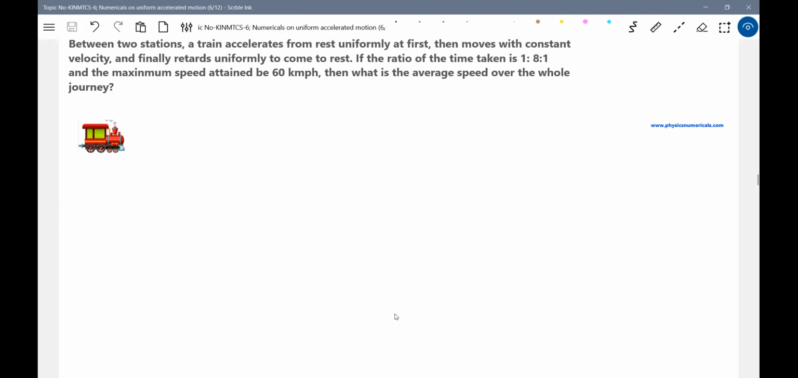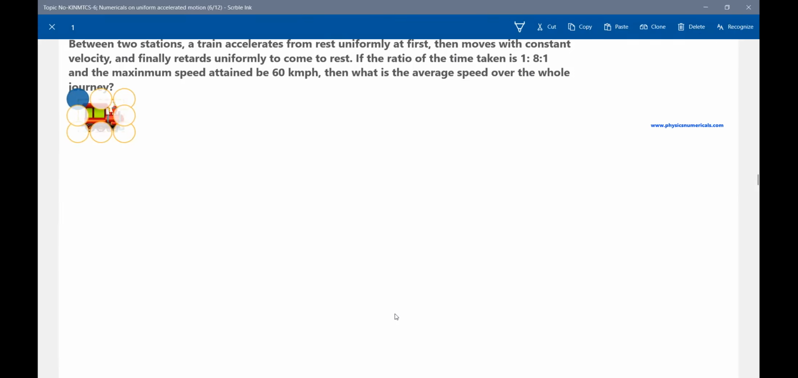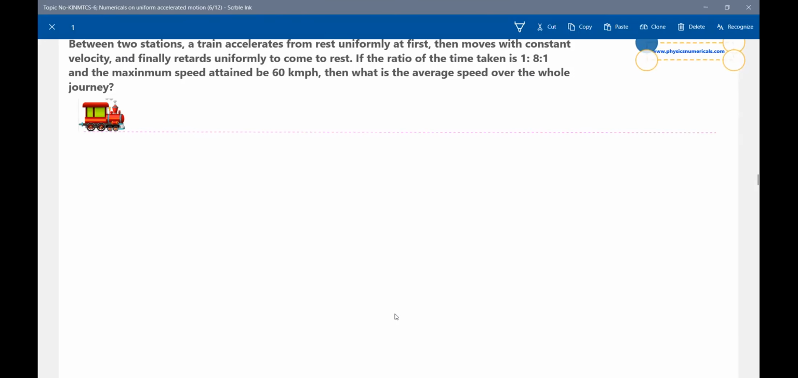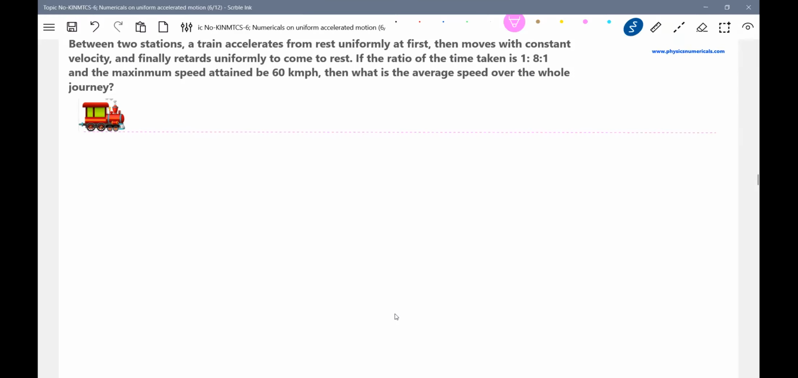The train moves between two stations, accelerating from rest, and finally comes to rest here. I can't show the whole track, only the train. Okay, there's a train, and this is a track. It will accelerate from rest to rest here. So first it will accelerate from rest. The train will have accelerated motion.